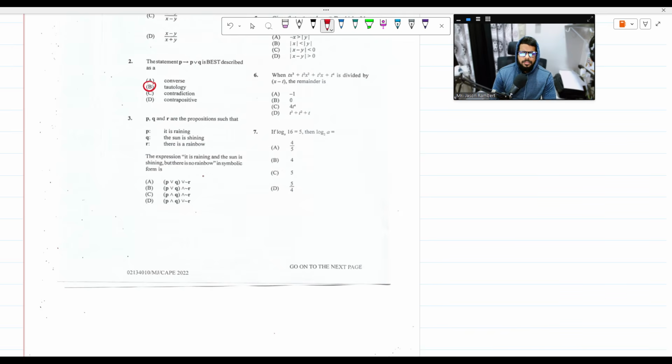Number 3 is a repeat question. It is raining and the sun is shining, but there is no rainbow. Will be and there is no rainbow. So and not are.